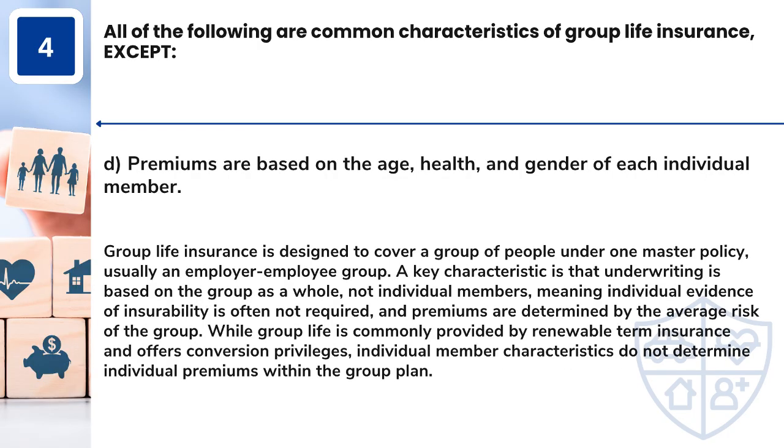Answer: D. Premiums are based on the age, health, and gender of each individual member. Group life insurance is designed to cover a group of people under one master policy, usually an employer-employee group. A key characteristic is that underwriting is based on the group as a whole, not individual members, meaning individual evidence of insurability is often not required, and premiums are determined by the average risk of the group. While group life is commonly provided by renewable term insurance and offers conversion privileges, individual member characteristics do not determine individual premiums within the group plan.